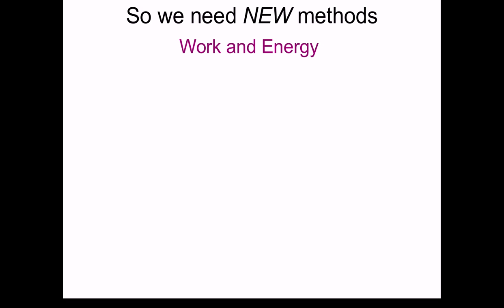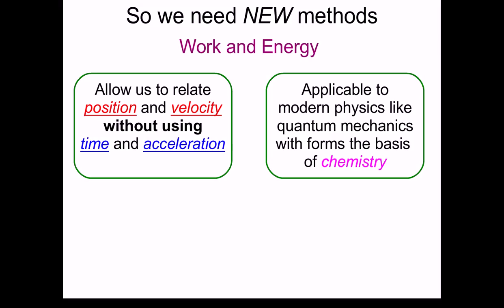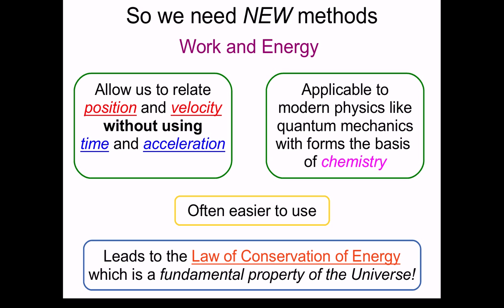These new methods are work and energy. Work and energy allow us to relate position and velocity without going through time and acceleration as intermediaries, as we've been forced to do so far. Work and energy are also useful because they're much more applicable to modern physics like quantum mechanics, which is the basis of chemistry. Work and energy are often easier to use than forces, and by studying work and energy, we will discover a fundamental property of the universe, the law of conservation of energy.